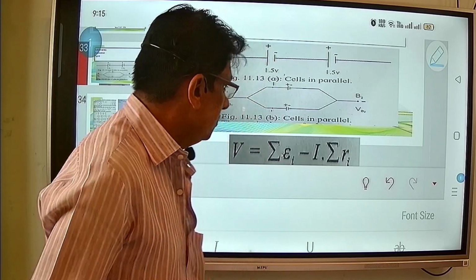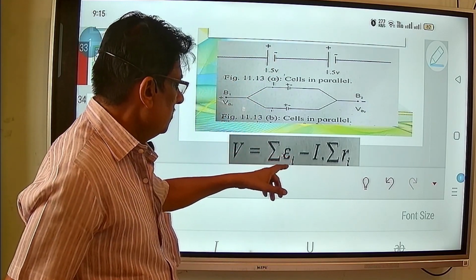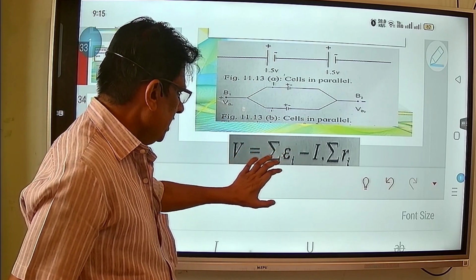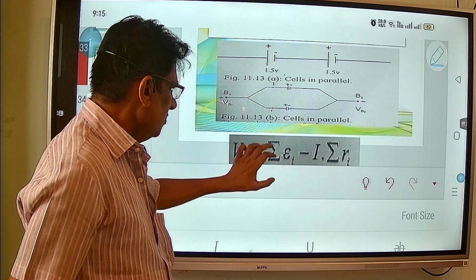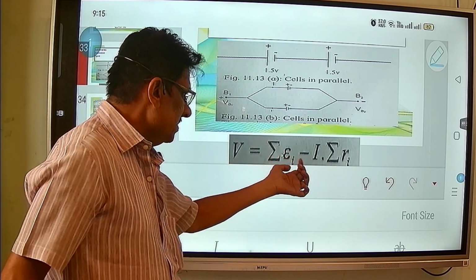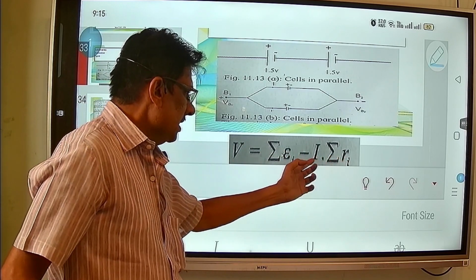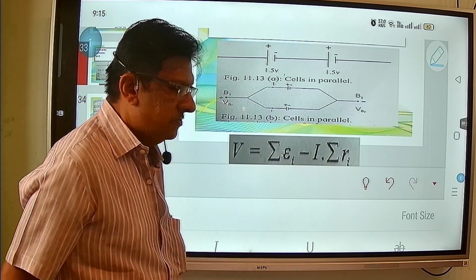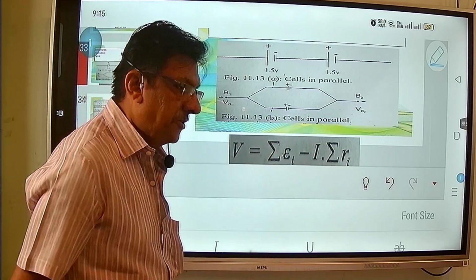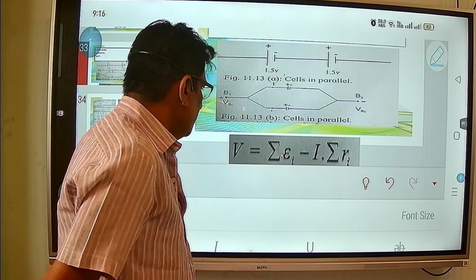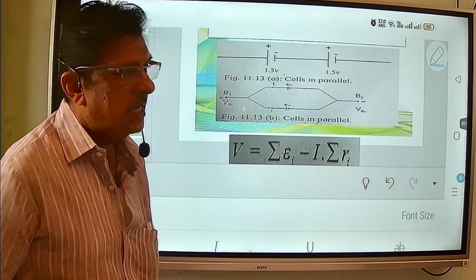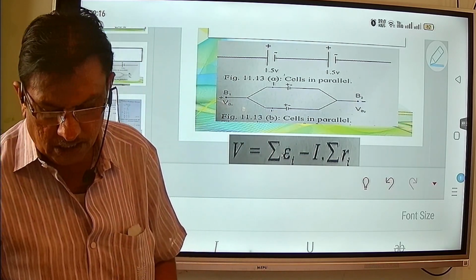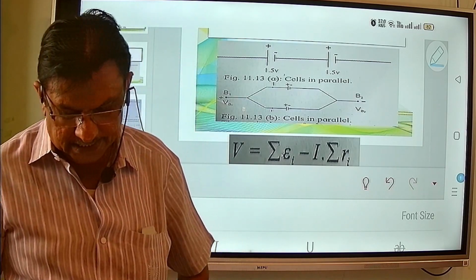this is the equation. Now you see here, V is equal to summation of Ei. EMF, if you take n terminals, i is taken from 1 to n. But each EMF has its own internal resistance. Current is constant, so current multiplied by summation of ri, where i takes the value 1 to n. So we get this form of equation: V is equal to summation of Ei minus I into summation of ri. Okay, so this was all about the cells in series.